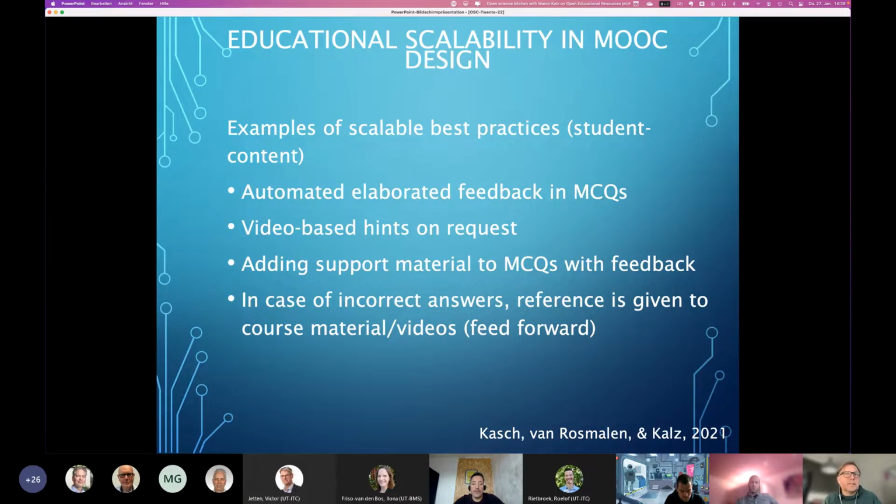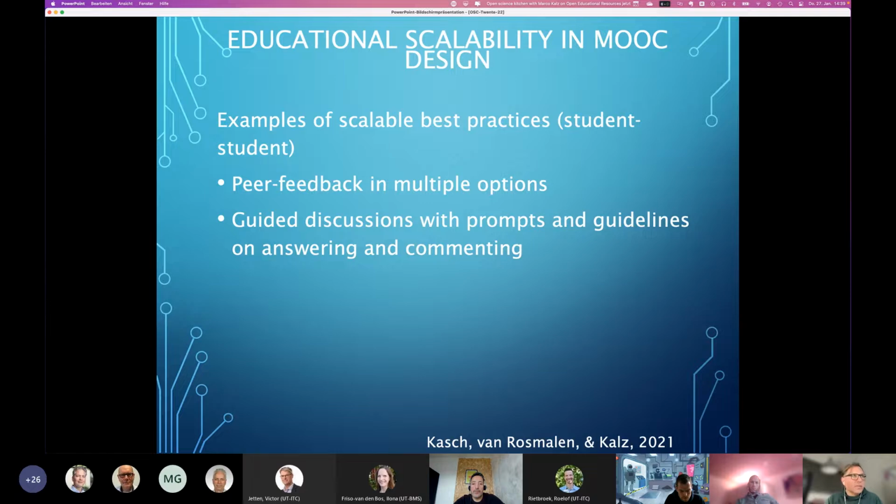We also saw numerous scalable best practices in the student-student interaction. Peer feedback is a very good example of a scalable practice, but also guided discussions with prompts and guidelines on answering and commenting. On the student-teacher interaction, we saw mostly a kind of proxy video answering as a scalable instrument, in which the teachers recorded videos looking at several assignments and commenting on them, and learners were expected to deduce, based on this video, via a self-assessment, their own assessment.